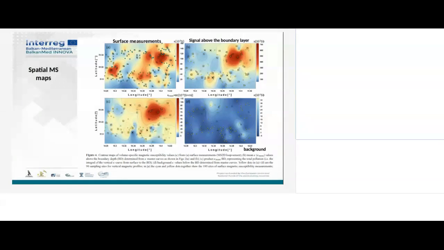Here on this slide, you see the spatial map of field-measured magnetic susceptibility. This map is usually prepared by kriging interpolation. The first panel represents the map of raw field measurements, while the second map represents the signal after subtraction of background values, which are estimated from the vertical core. And this is the estimated background signal in this area.